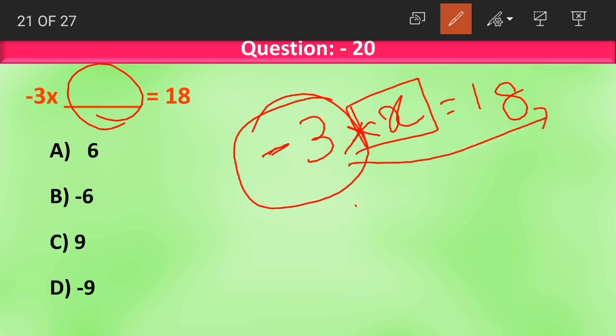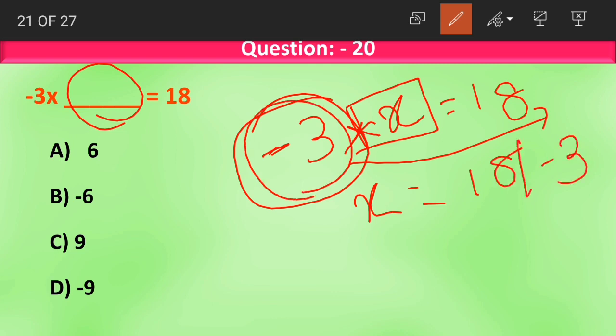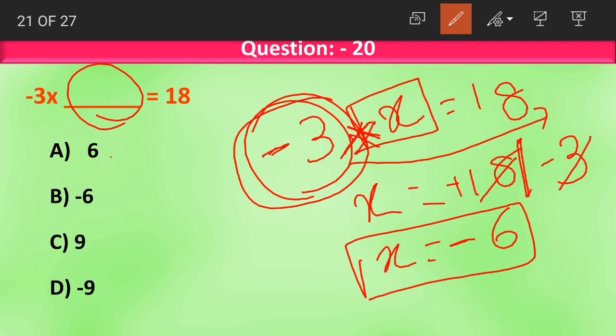When it goes to the other side, it becomes the reverse of it. What is the reverse of multiplication? It is division. So, x is equal to 18 divided by minus 3. Minus 3 goes there, which is in multiplication here, becomes a number in division. There will be no change in the sign, class. The multiplication number becomes the number in division. Now 3 6s are 18, and the signs are different, so the result will be negative. x is equal to minus 6.